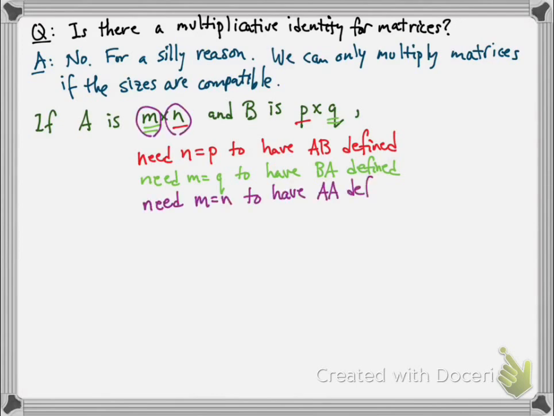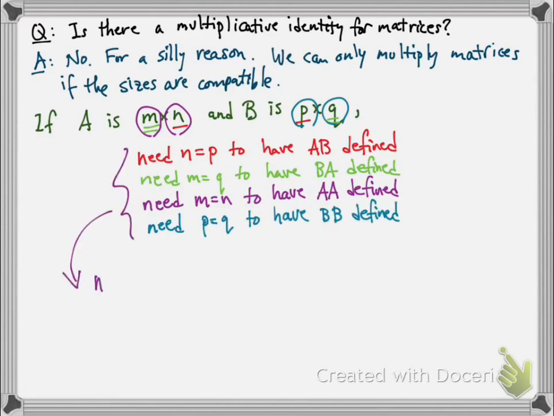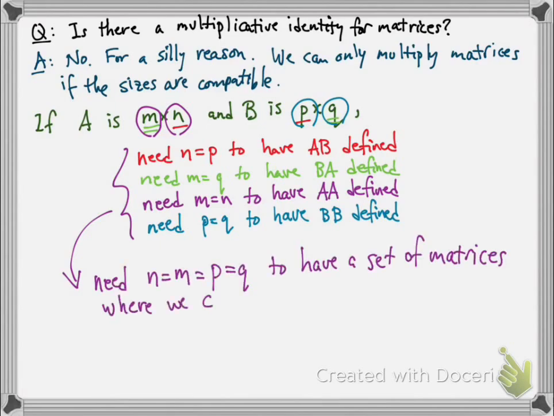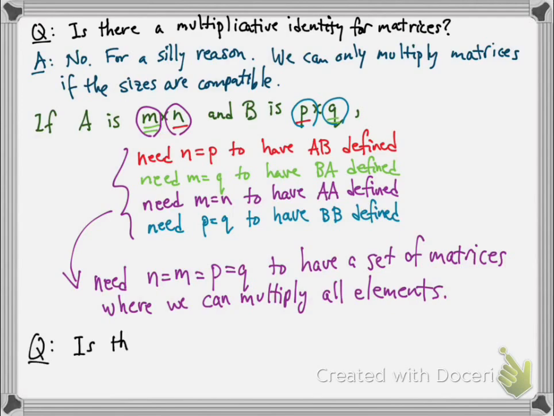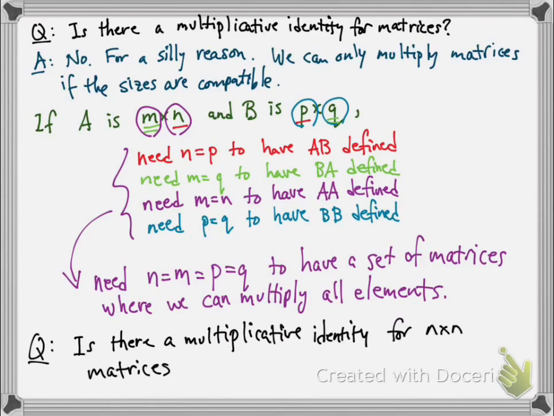If I want A times A defined, I need M equals N. And for B times B to be defined, I need P equals Q. So if I put all those together and want to be able to multiply in these four different ways, then I need N equals M equals P equals Q to get a set of matrices where we can multiply all the elements together. What that means is we need a set of square matrices, square and of the same size. And so the next question is: is there a multiplicative identity for n by n matrices?